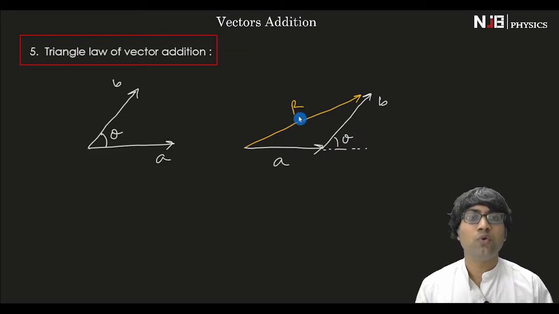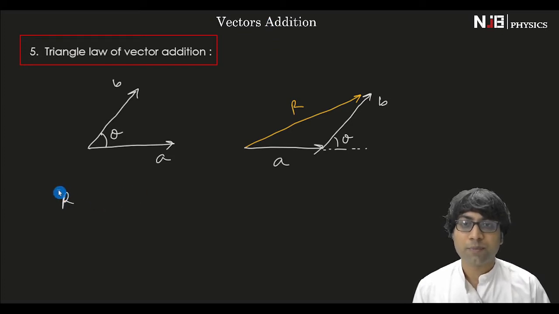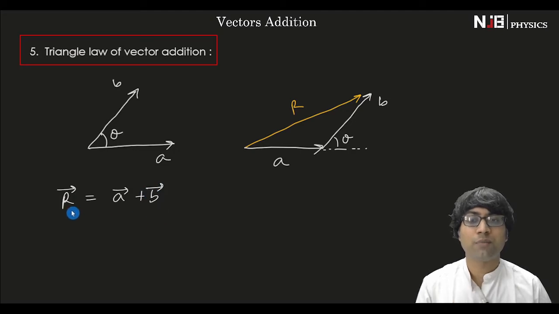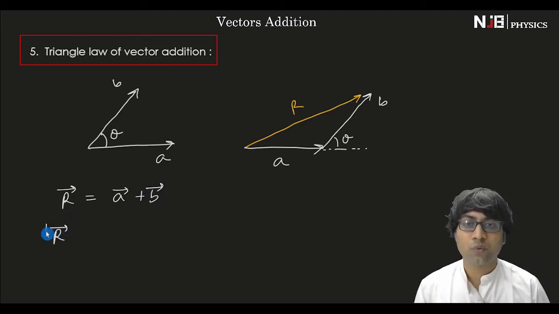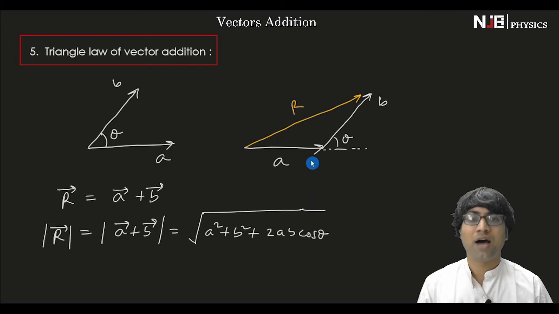What we want to know is the direction of this R vector, and the magnitude of this R vector, that means the length of this R vector. This resultant vector is represented as a vector plus b vector. So we are basically interested in two things. One is the magnitude of the R vector. When we say magnitude of the R vector, we are talking about the magnitude of the sum of two vectors, and the formula comes out to be equal to the square root of a squared plus b squared plus 2ab cos theta. So this is the magnitude of the R vector.